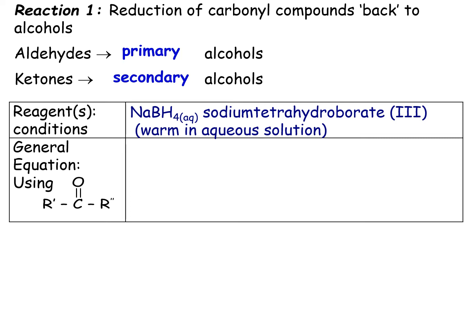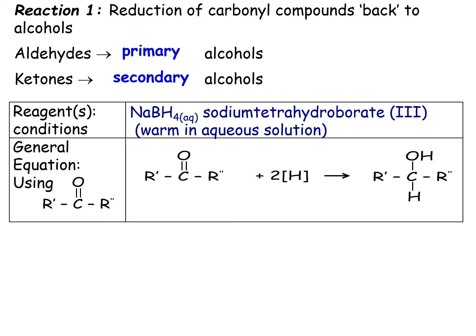So let's have a look at the general equation then. So we use a generic carbonyl compound, so the R groups, so we've got R prime, R double prime, so they can be whatever you want them to be, either the hydrogen or a carbon chain. We're talking here about reduction, so reduction is the addition of hydrogen, and so our equation is going to look like this. We're making the alcohol again.